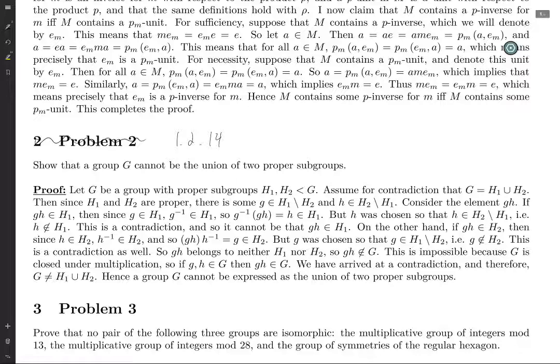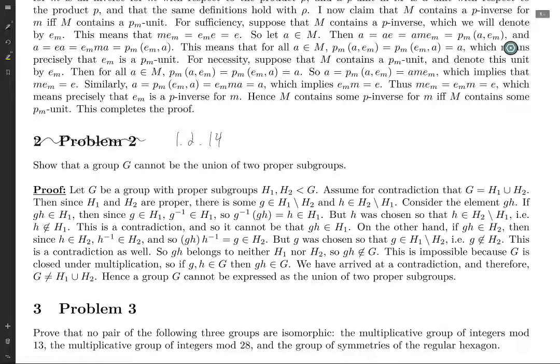We'll call that g, and then you have some element h that's in H2 but not in H1. And so basically you look at the element gh and you prove that it can't be anywhere. So it's got to be in H1 or H2 because G is a group, and so you're multiplying two elements in G together, and so it's got to stay in the group. So it's either in H1 or H2.